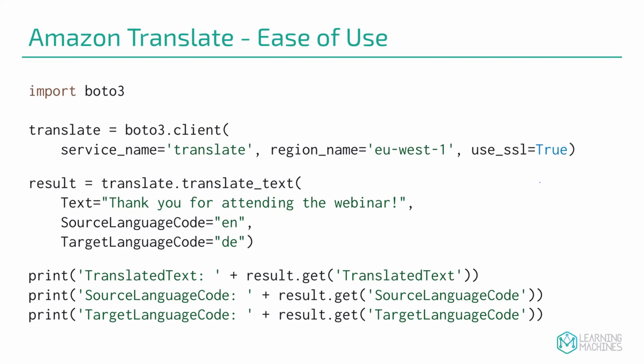But you can also set up batch processing. So if you have a large corpus of documents that you would like to translate, you could upload those documents into something like an Amazon S3 bucket, and you would start a batch job, and it would then translate all the documents on your behalf.